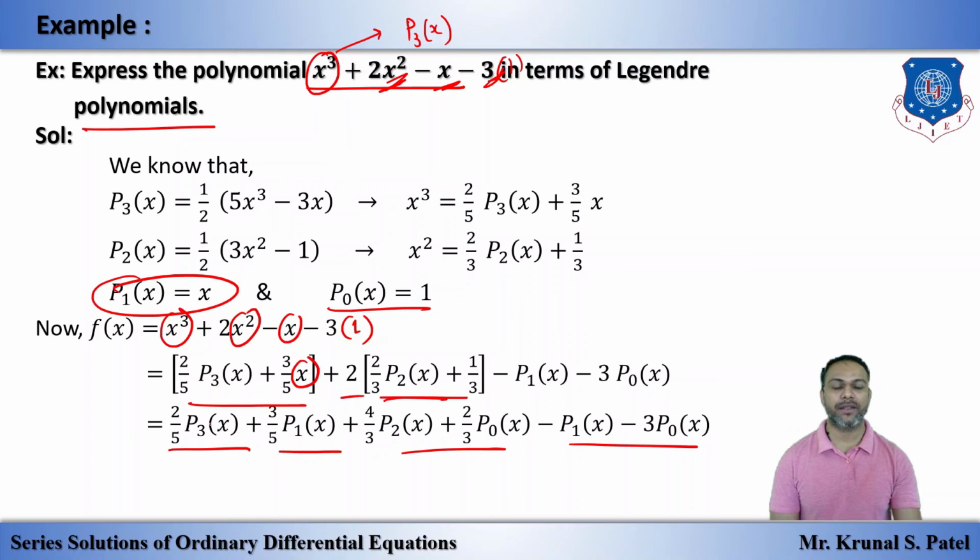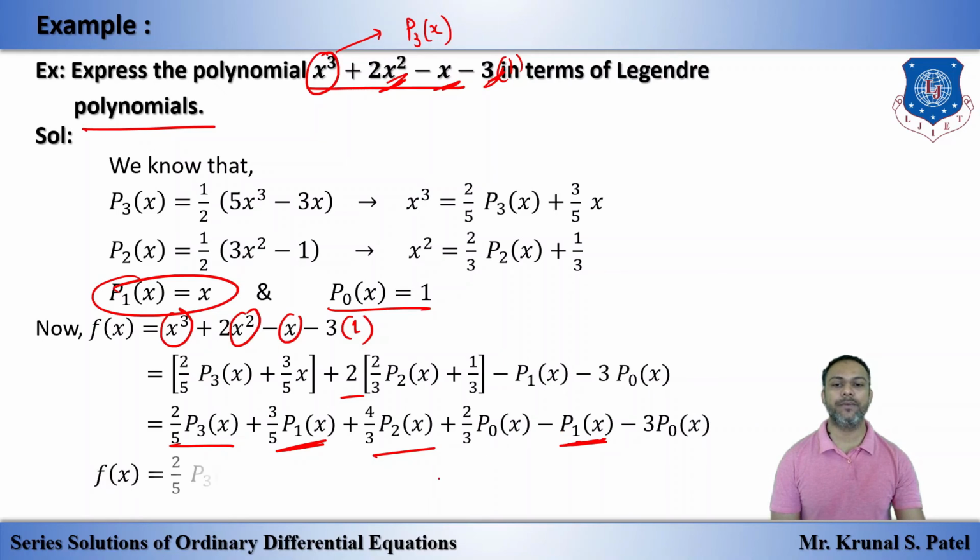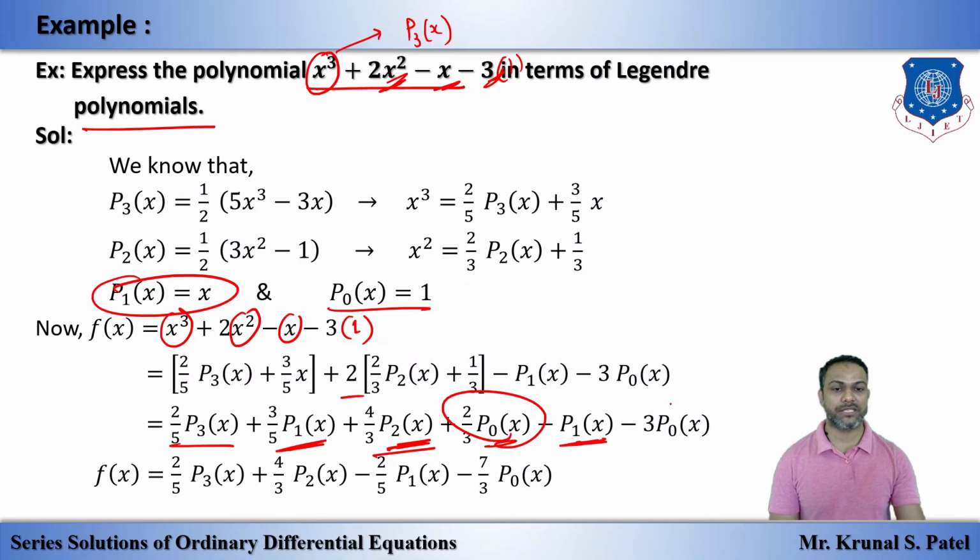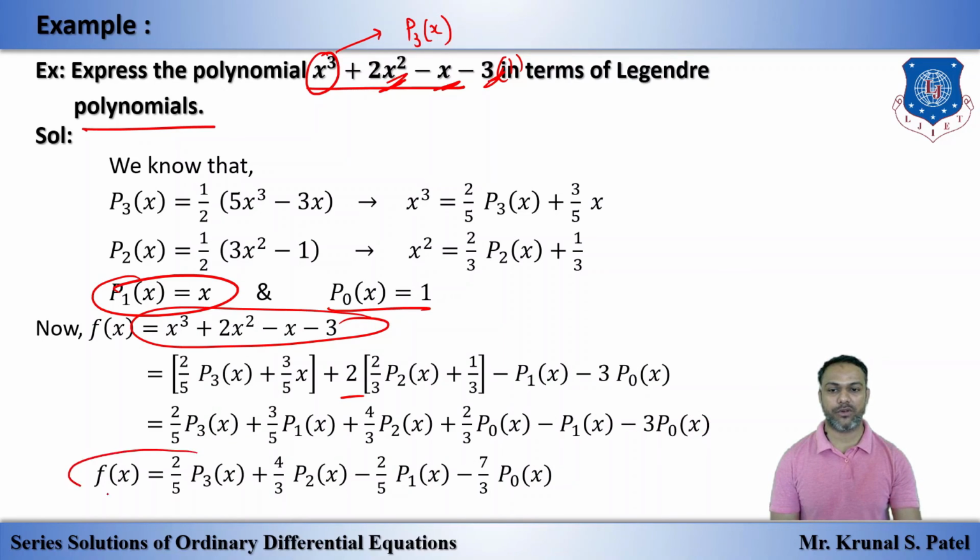So we have this. Now we are collecting the same Legendre polynomials. So we have P3 of x single, P2 of x also single, but P1 of x we have two terms. So we will take them together, 3 by 5 minus 1, so we have minus 2 by 5, and for this P0, 2 by 3 minus 3, so we have minus 7 by 3. So this is the expression of this given polynomial in terms of the Legendre polynomials.